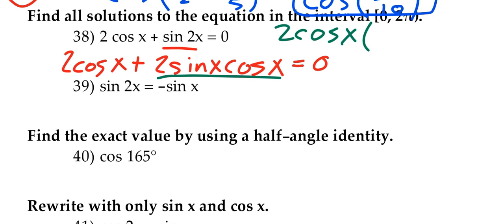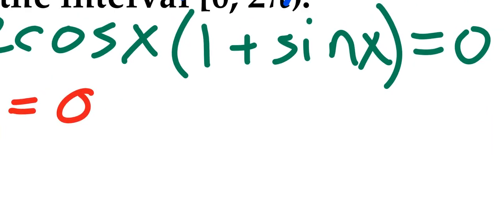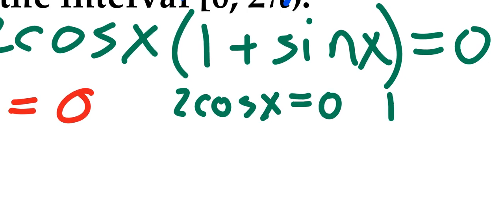We did a substitution from our formula sheet. Is there anything you could pull out of both of those terms? 2 cosine x. So if I pull the 2 cosine x out, I get a 1 plus sine x. Okay, so we set each one of the factors equal to 0. I'm going to have to zoom in closer because I need more room. And so 2 cosine x equals 0, and 1 plus sine x equals 0.